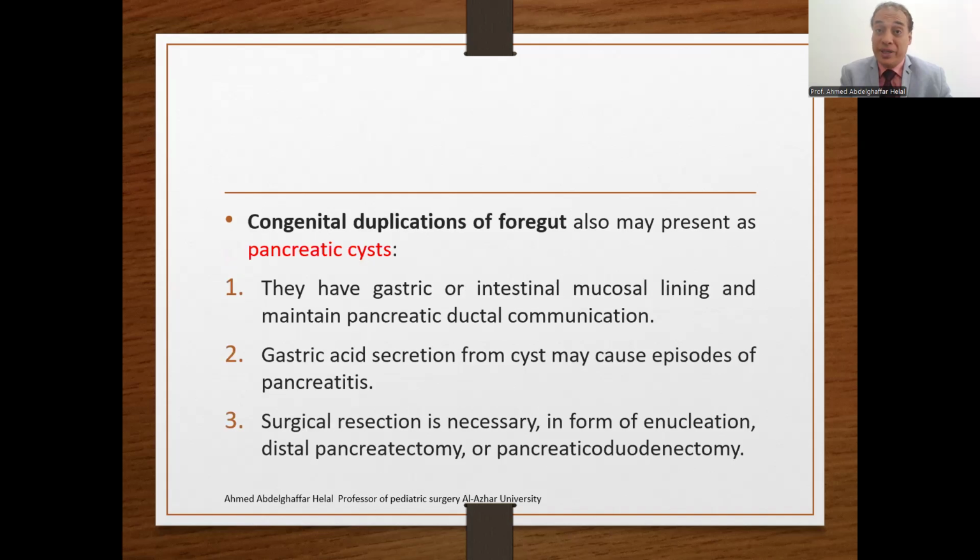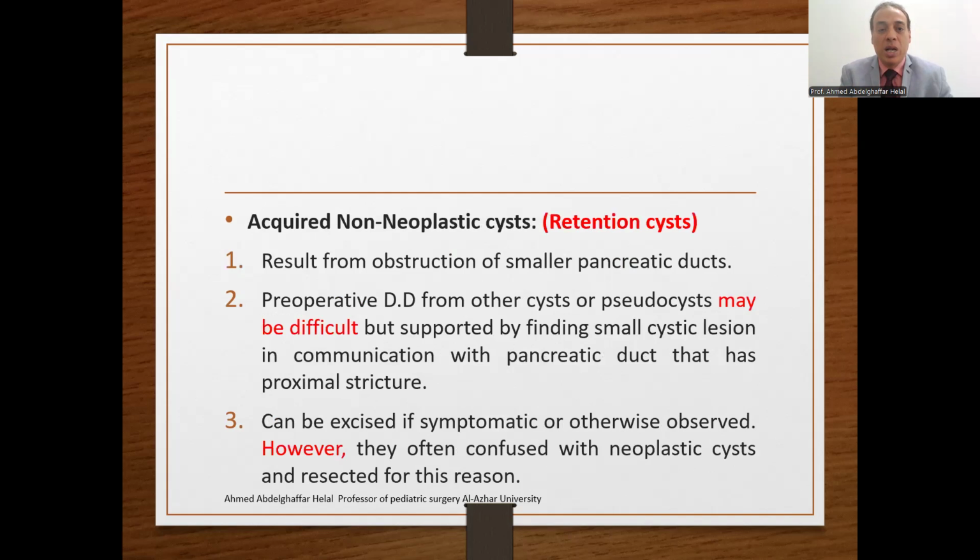The congenital duplications of the foregut, which we already presented in a separate presentation previously, may also present as a pancreatic cyst. They have a gastric or intestinal lining that maintains pancreatic ductal communication, and may produce gastric acid secretion that may cause an episode of pancreatitis. Surgical resection is necessary: enucleation, distal pancreatectomy, or pancreaticoduodenectomy.